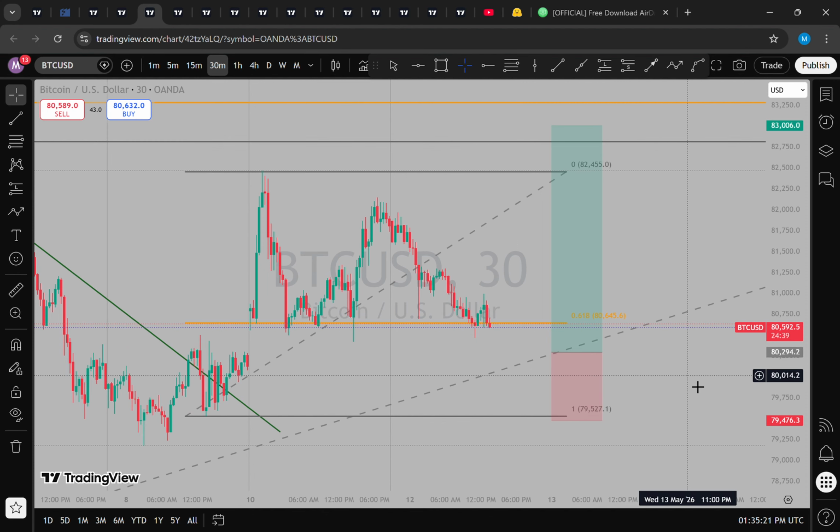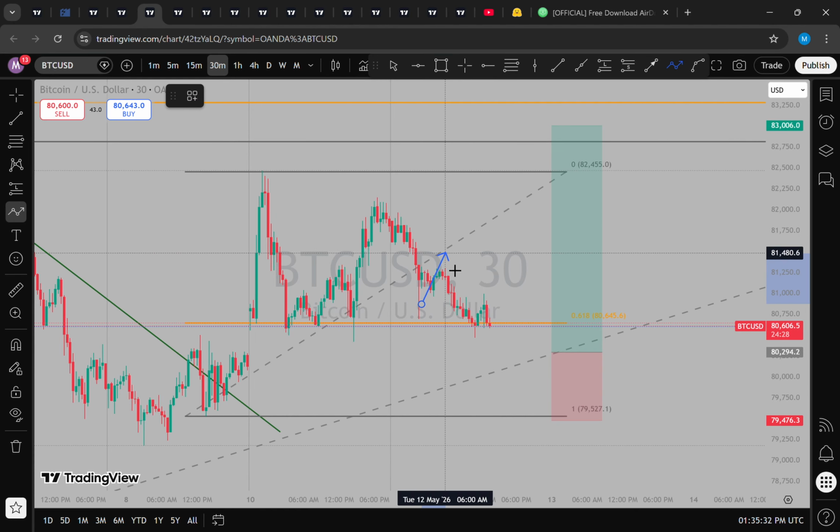But if it is not, then the market must do this. The market must kick out this current high. This is a current high, current resistance here. The market has to take it out. Then we enter here. Then we buy.